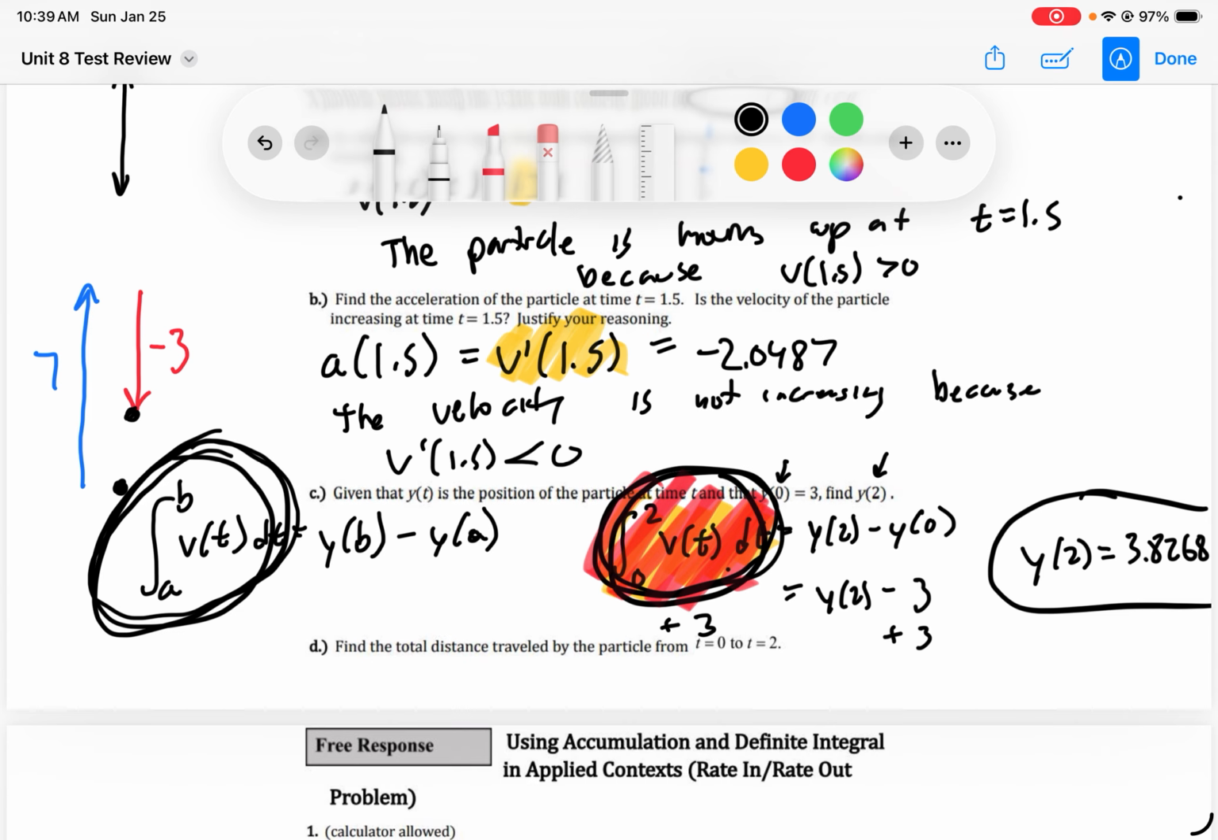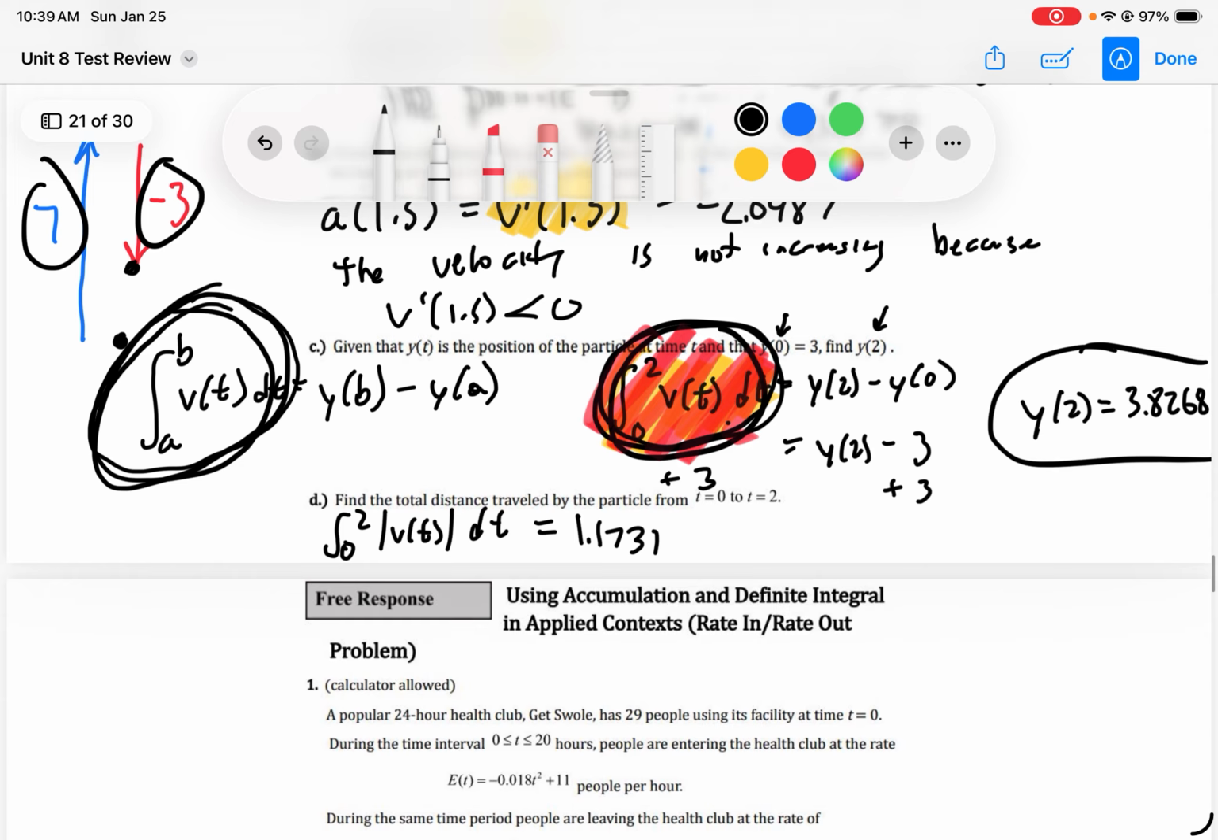But if I plug in a total distance, I add up positive and positive. I don't care about direction. Total distance is 10. So the total distance formula has the absolute value of velocity. I plug this into my calculator just like it looks, and I get 1.1731. All right, that's it for this one.